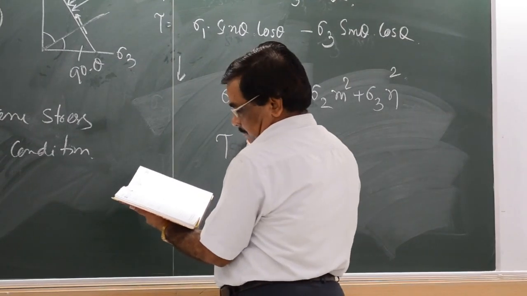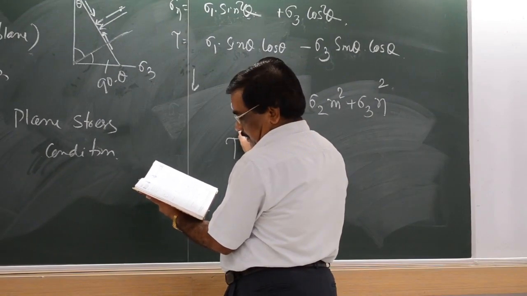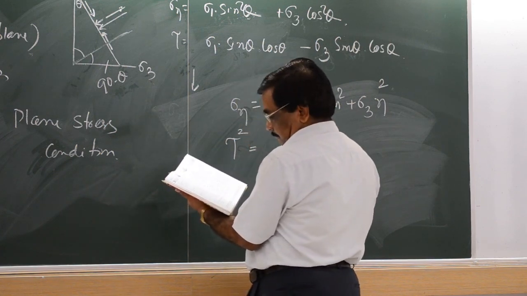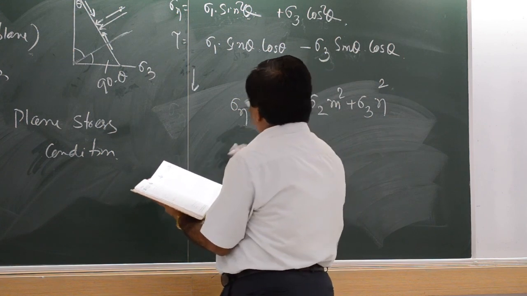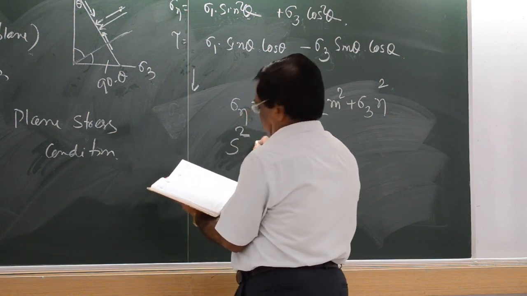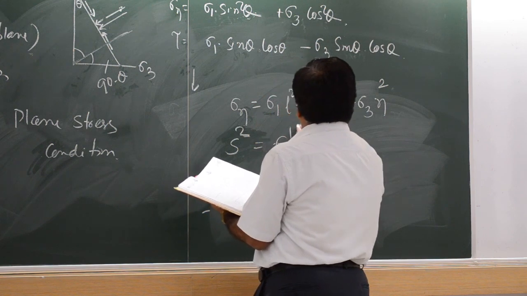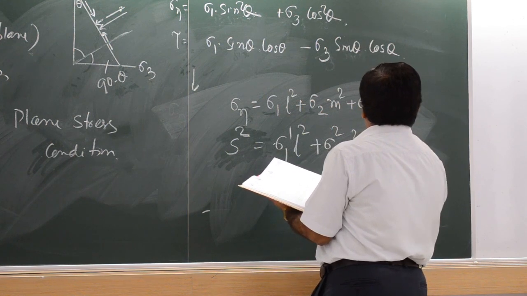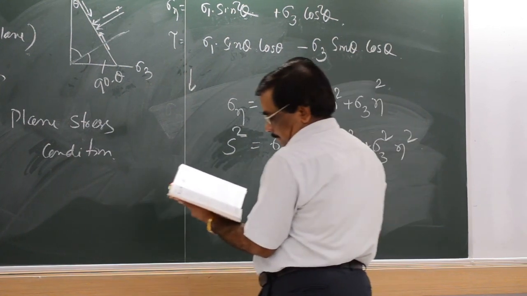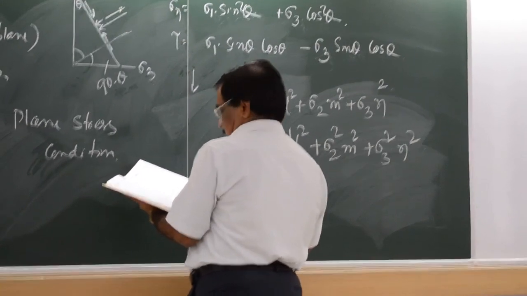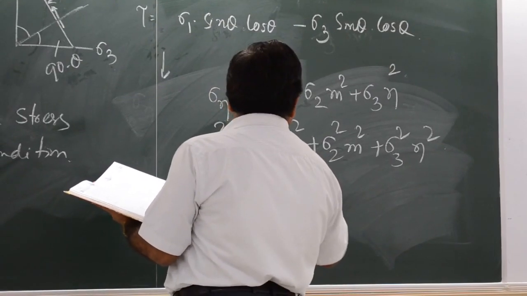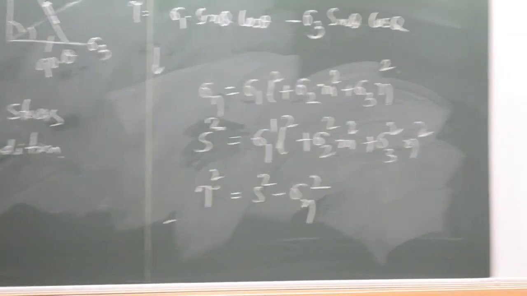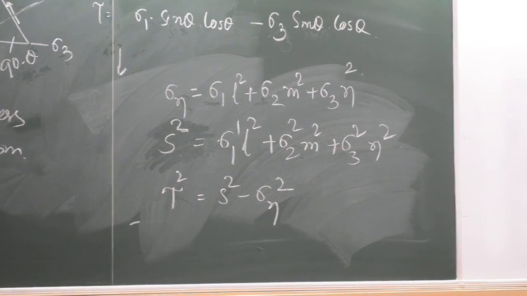And tau square is equal to another formula. A square is equal to sigma 1 square m square plus sigma 2 square m square plus sigma 3 square m square. So tau square is equal to A square minus sigma m square. You need to write down these three relations. Very easy, no problem. All Pythagoras theorem.